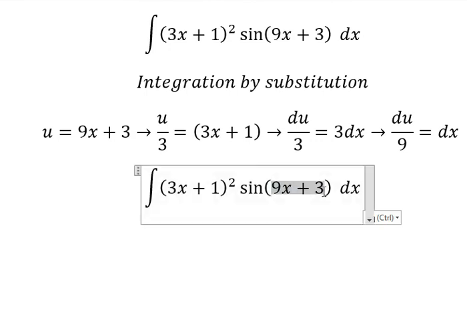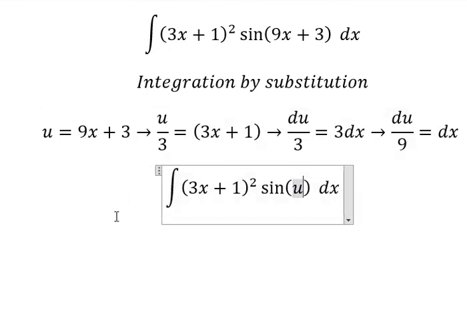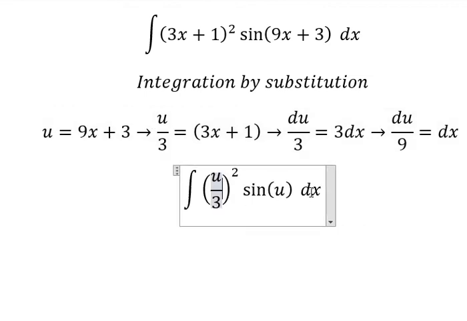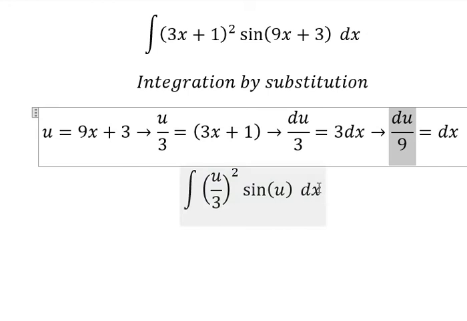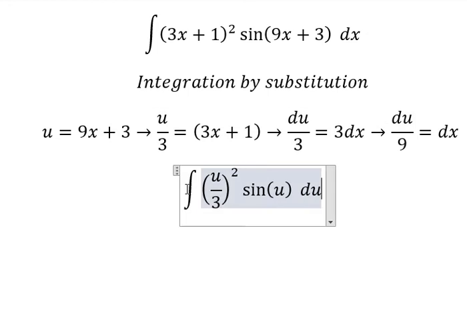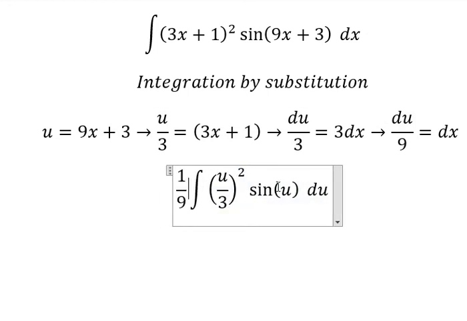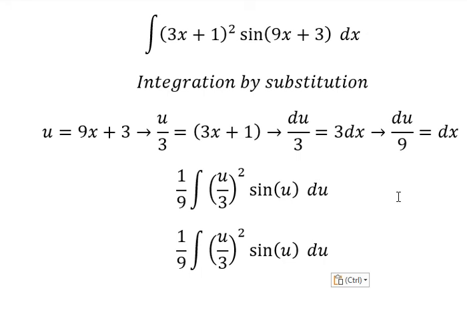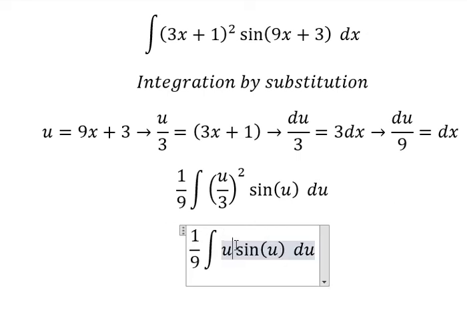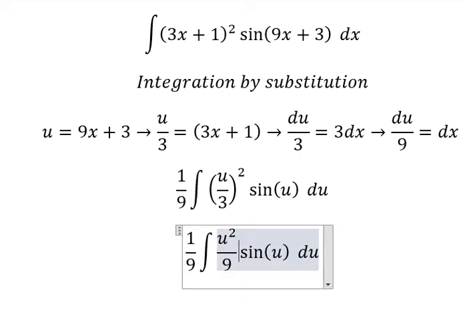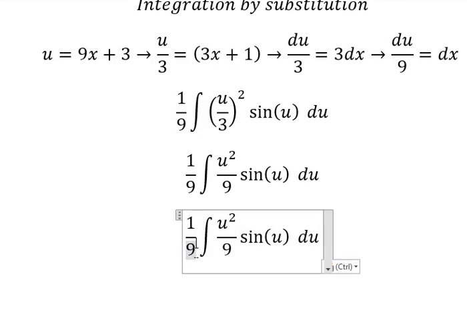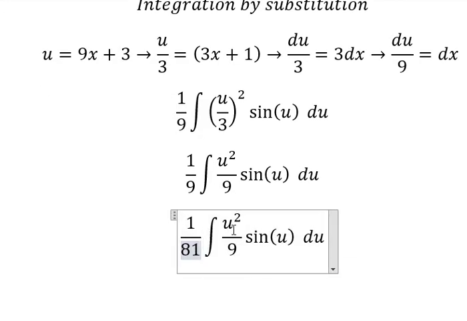This one we change by u. This one we change by u over 3. dx we change by this one. Now, this one we have u square over 9. Number 9, we have 1 over 81.